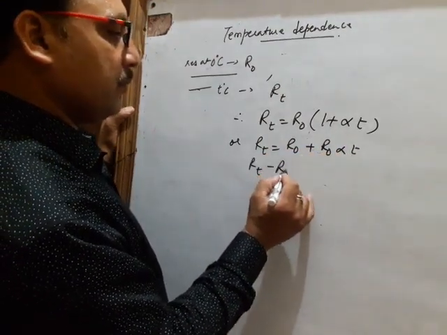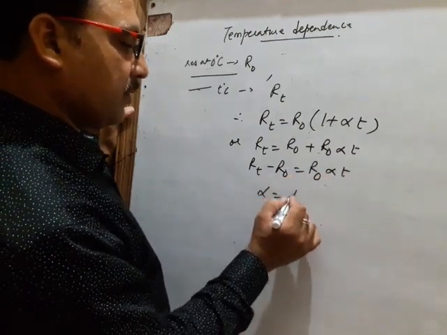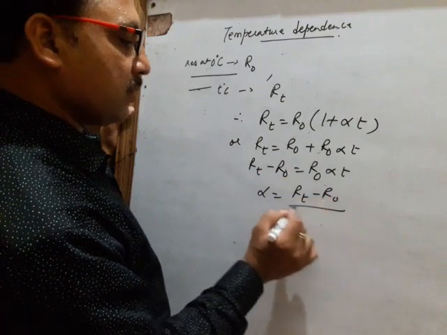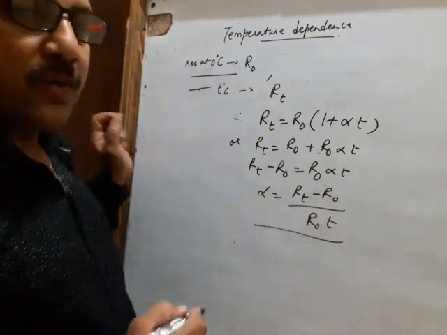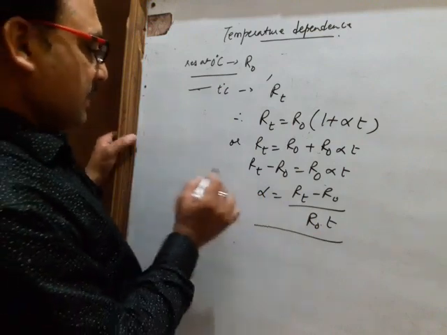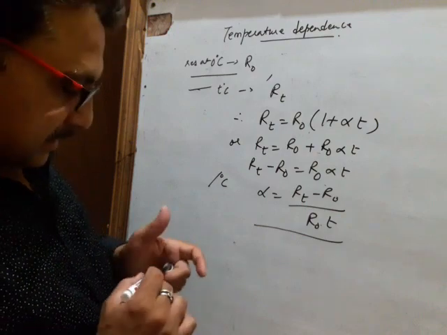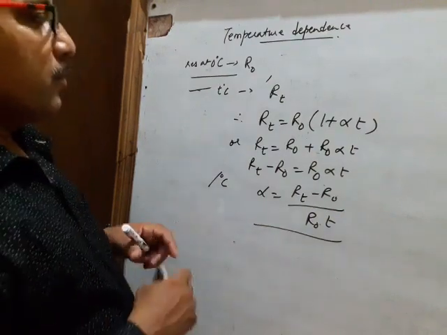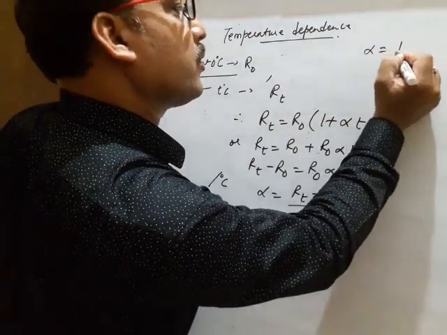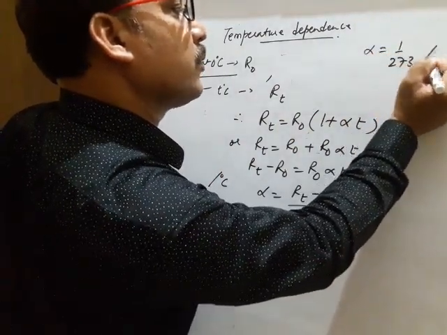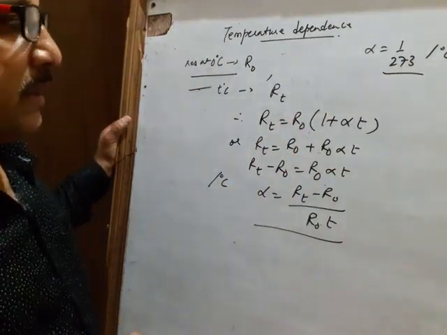I'll tell you alpha equal to (RT minus R0) upon R0T. This alpha is known as the temperature coefficient of resistance and its unit is per degree Celsius. And for most of the metals you will see alpha is 1 upon 273 per degree Celsius. This is for most of the metals.